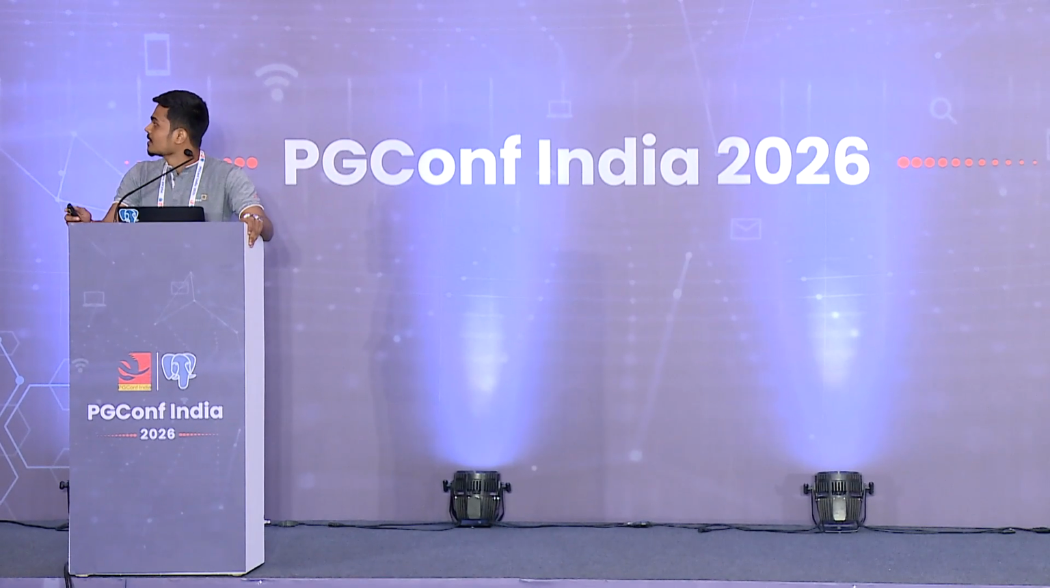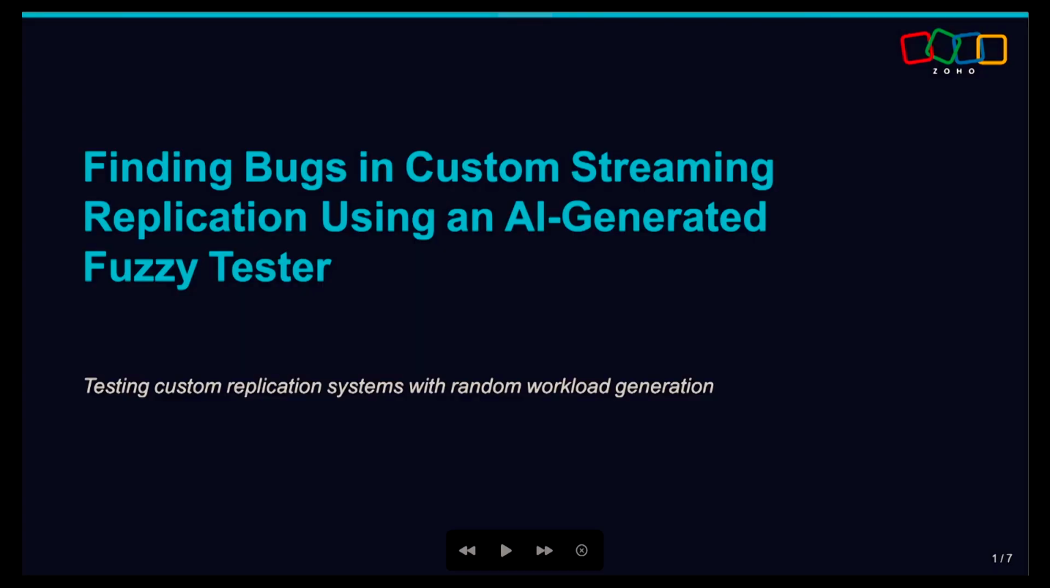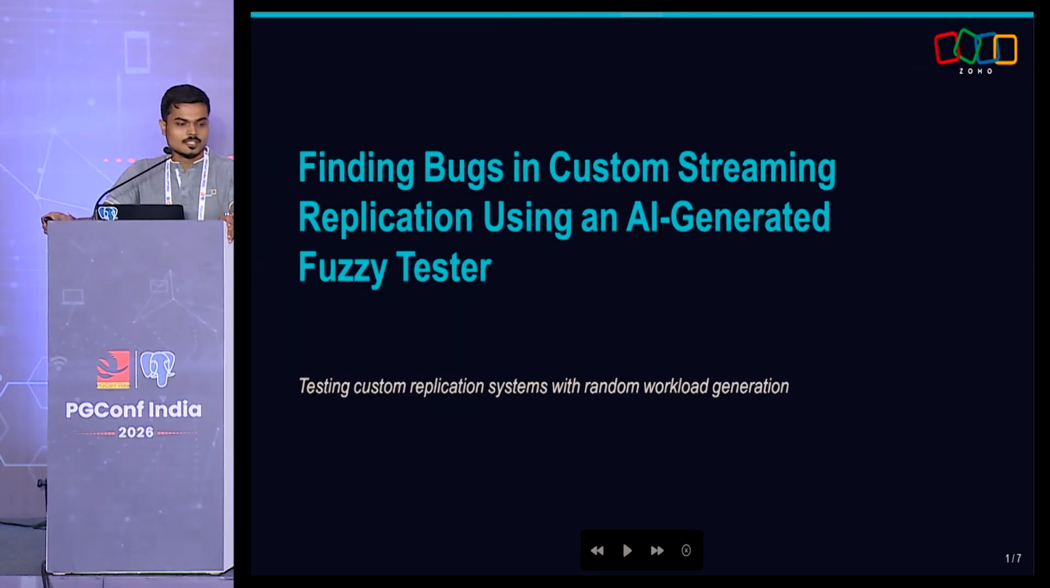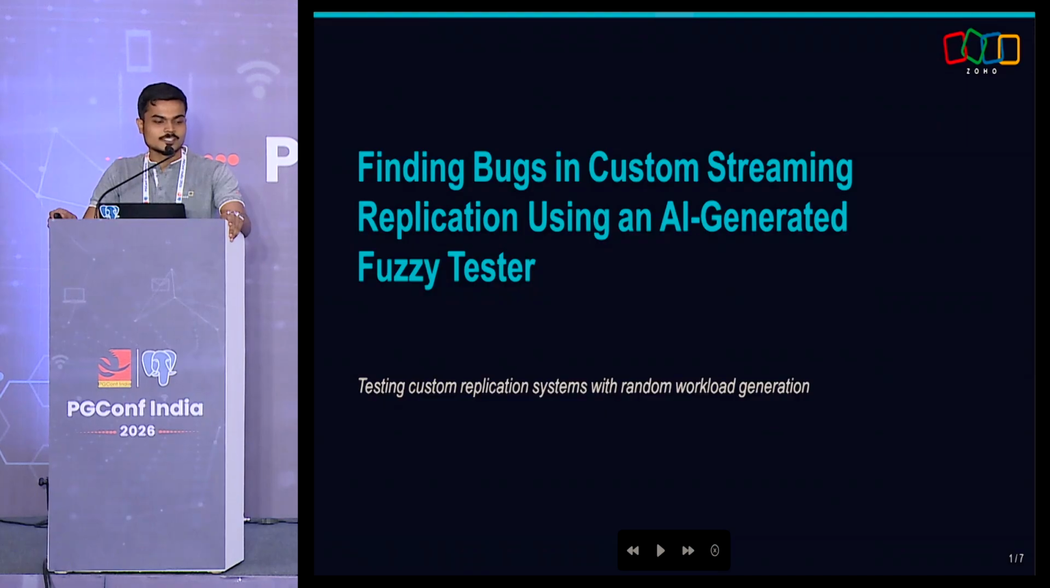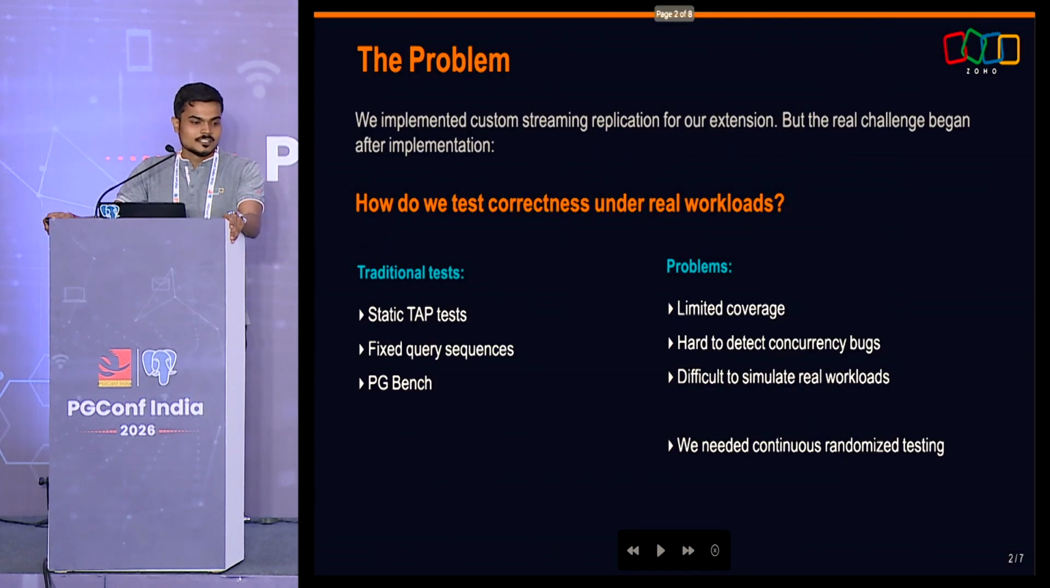So I'll be talking about the AI-generated fuzzy tester, which we created to find bugs in our custom streaming replication setup. Coming to the point, what is the problem? Why did we actually introduce this fuzzy tester?